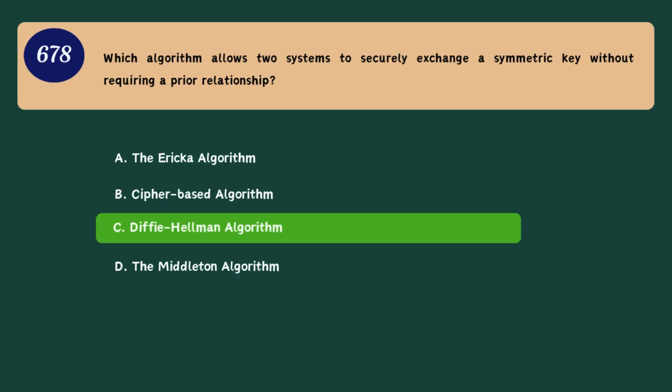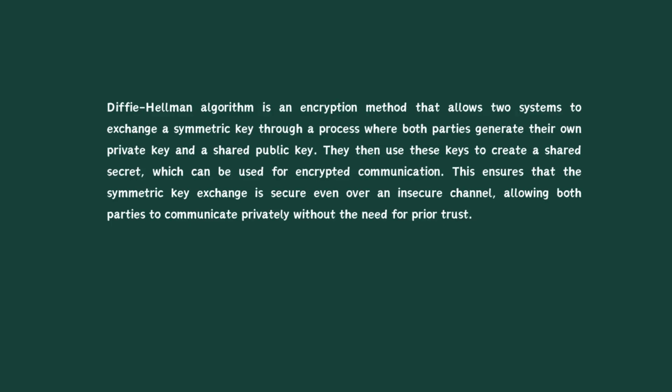Correct answer. C. Diffie-Hellman algorithm. Diffie-Hellman algorithm is an encryption method that allows two systems to exchange a symmetric key through a process where both parties generate their own private key and a shared public key. They then use these keys to create a shared secret, which can be used for encrypted communication. This ensures that the symmetric key exchange is secure even over an insecure channel, allowing both parties to communicate privately without the need for prior trust.